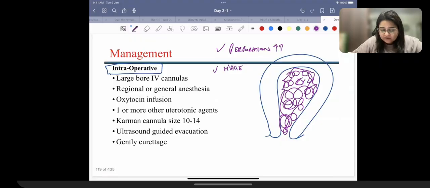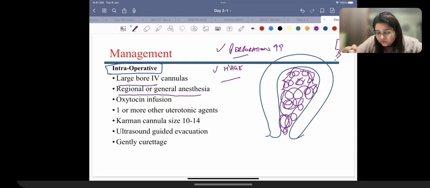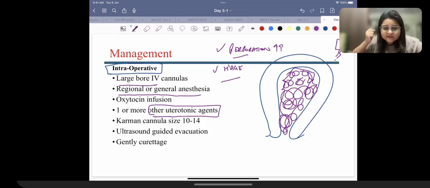Now, what precautions will I take so that both these things do not happen? First, I will keep the patient with large bore IV cannulas, because if she bleeds, then I'll be able to resuscitate her quickly. Always do this procedure under anesthesia. Before starting, always start an oxytocin infusion for the patient, because this is going to help contract the uterus. Then always keep other uterotonic agents ready, so that there is no bleeding and the uterus will contract.